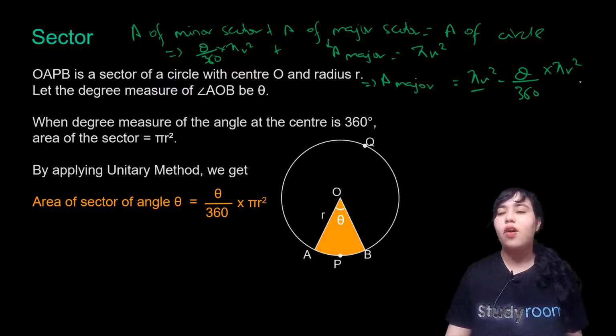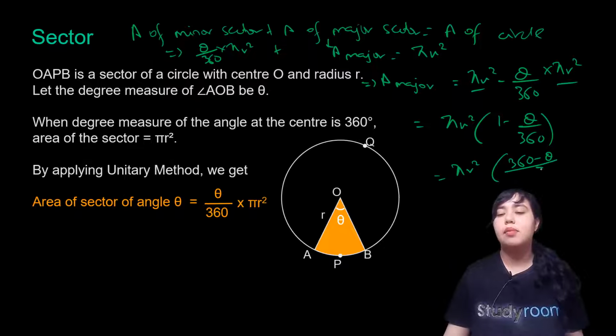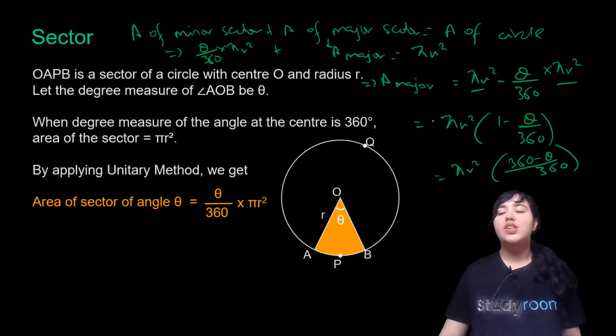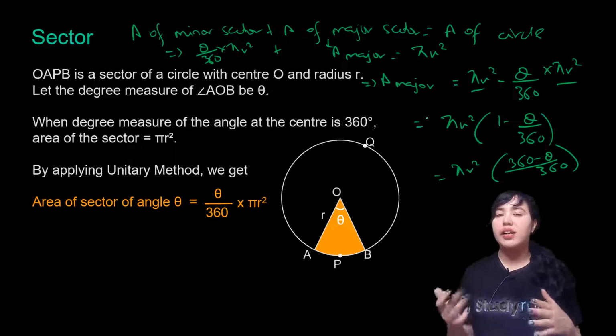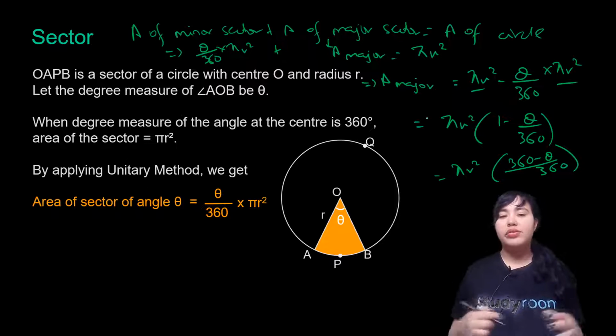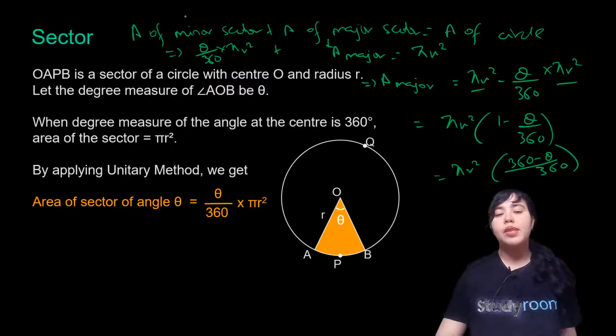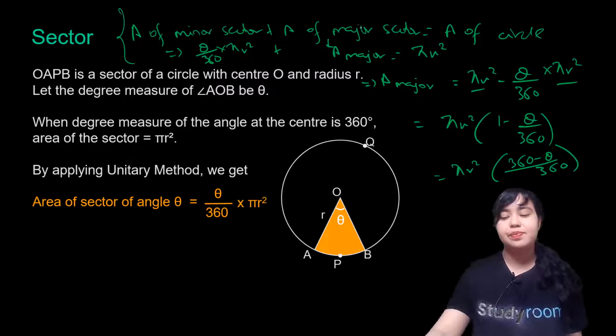Can you pull out something common? Yes, that is pi r square. So you will get 1 minus theta upon 360. You can take the LCM as well. You will get pi r square into 360 minus theta upon 360 over here. So this is another formula for the area of the major sector. If you can remember it, very good. If not, then you can definitely remember this procedure by which you can calculate the area of the major sector.